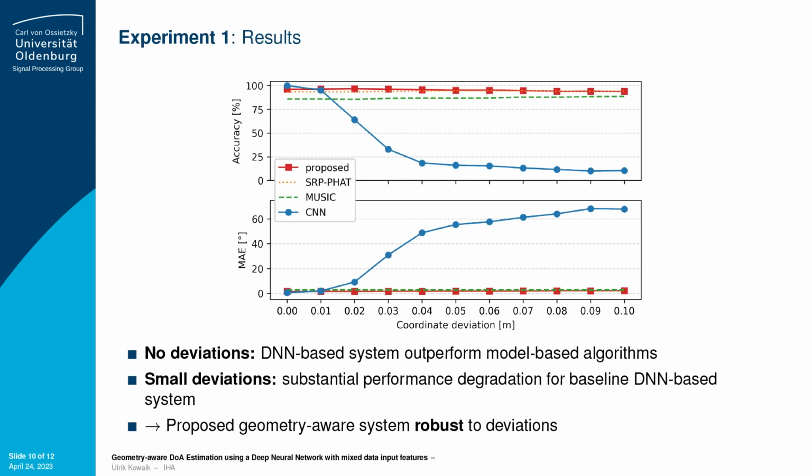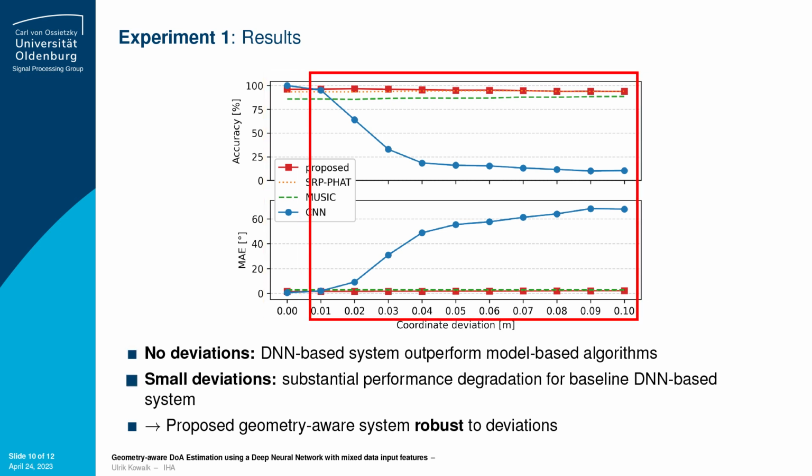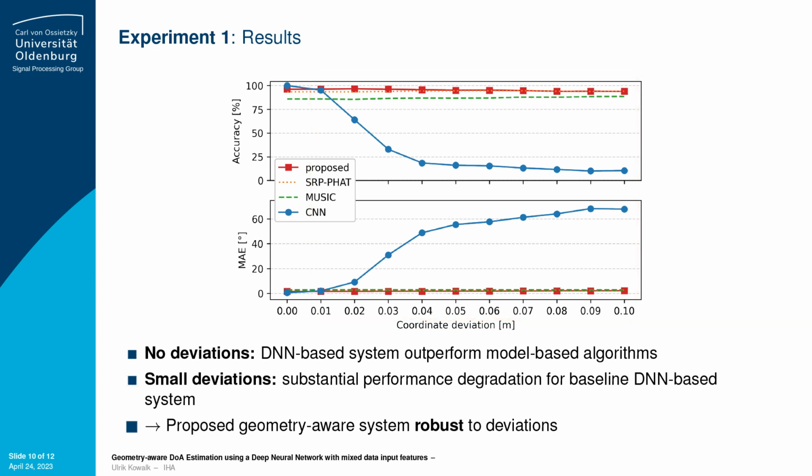Looking at the results, we can see that without deviations, the DNN-based algorithms, namely the CNN and the proposed algorithm, outperform the model-based algorithms. Once there are small deviations, there is a substantial performance degradation for the convolutional DNN, since there is now a mismatch between the geometries used during training and inference. The proposed algorithm, however, is robust to these deviations because it is geometry aware.